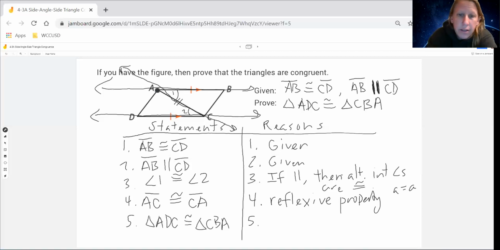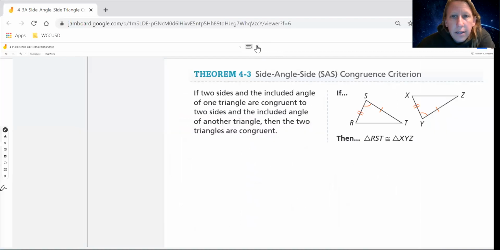Interesting. Okay, and then the last step, well, I have shown in my argument that a pair of sides is congruent. I have shown in my argument that a pair of angles are congruent. And I have shown in my argument that another pair of sides are congruent. So I'm allowed to say that these two triangles are congruent because of the side angle side triangle theorem. And the angle is included between the sides. All right, that's how proofs work.